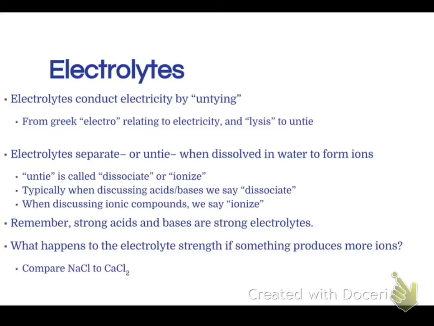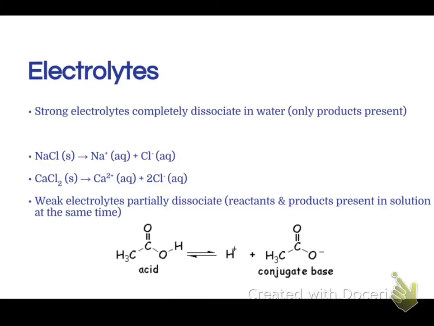So, we remember from lab that when something produces more ions, like NaCl would produce 2 ions, but calcium chloride would produce 3, that results in a brighter light, or you can think of it as more energy. So NaCl would create 2 particles. CaCl2 would, of course, create 3 because there are 2 chlorines and 1 calcium. So that means that CaCl2 would have more light than sodium chloride would.